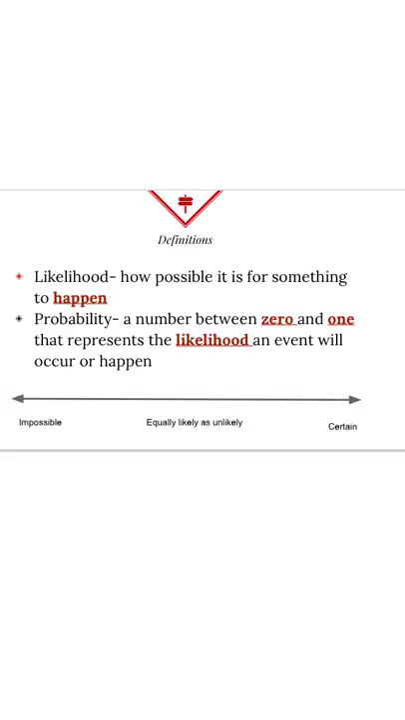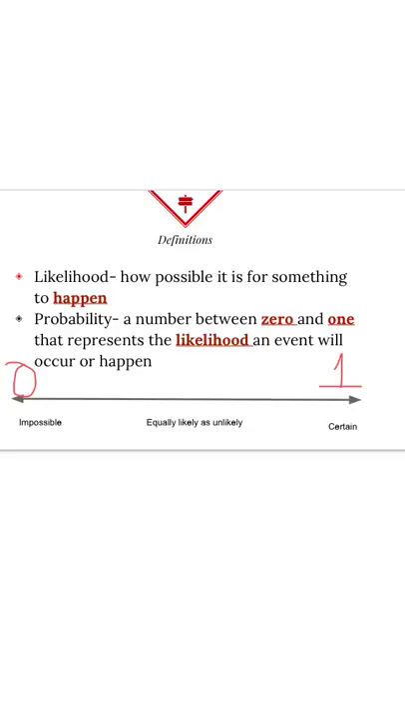So if you look at this line that we have here, all the way on the left, it has impossible written under it. In the middle, it has equally likely as unlikely, and then certain is on the right. So if you had a number that was 0, that something absolutely could not happen, it would be impossible, that would be correlated to the number 0. And then 1 would mean that it was absolutely certain, it would always happen.